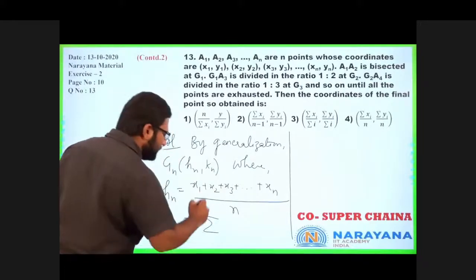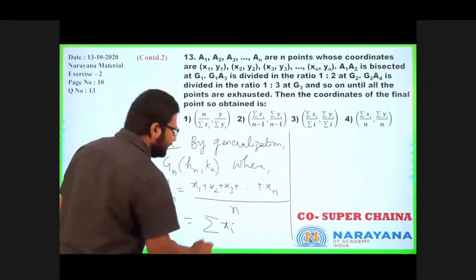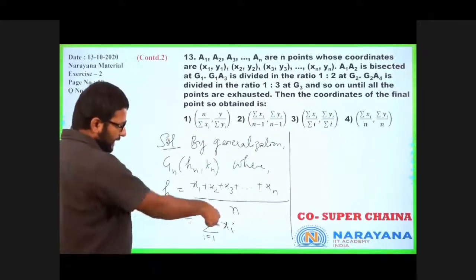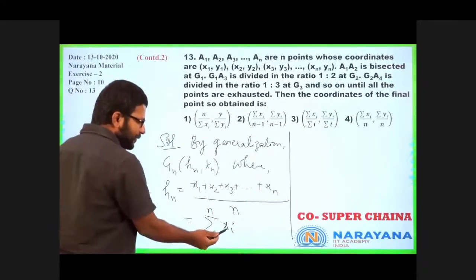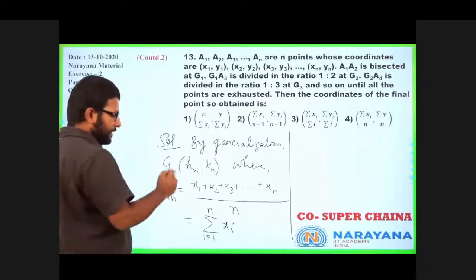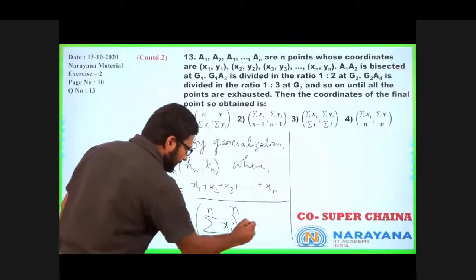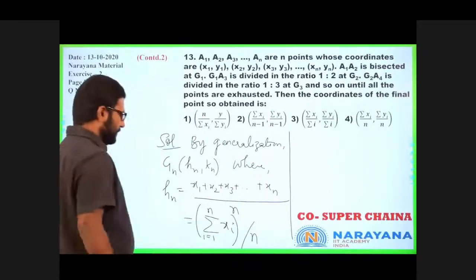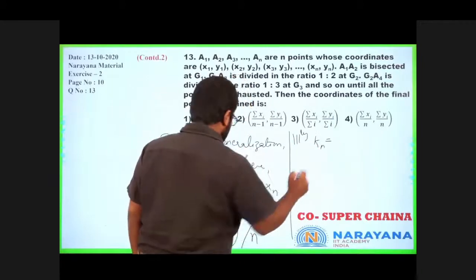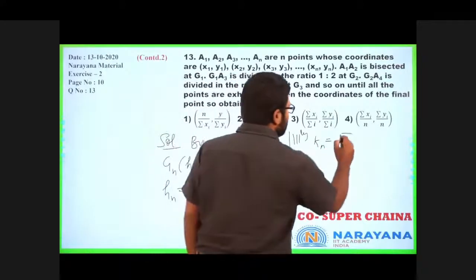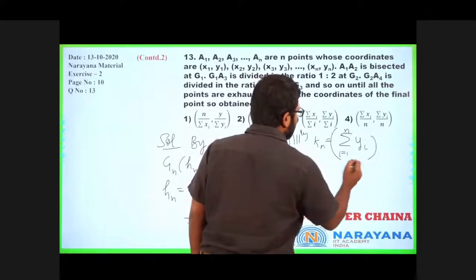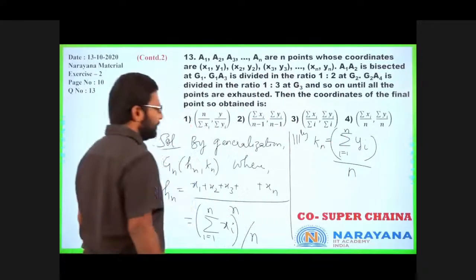We will write it as summation xi, i goes from 1 to n. Summation xi, i goes from 1 to n, meaning when i is 1, x1, x2, x3, x4 up to xn, right? This whole thing divided by n. So similarly, Kn would be again summation yi, i goes from 1 to n divided by n.